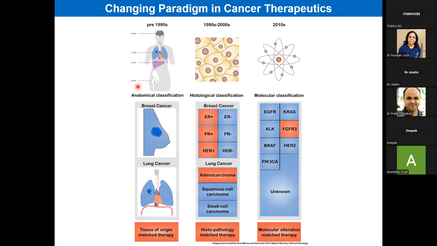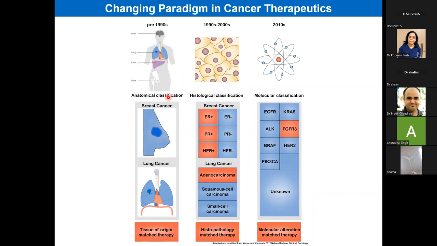Okay, so first of all, how cancer therapeutics has undergone a paradigm shift over time is summarized on this slide. In the pre-1990s era, a majority of the cancers used to be classified based on the anatomical location of the tumor, and there was little information available for therapeutic decision making. Mostly we used to consider whether the tumor is easily accessible through the surface for surgical removal, or whether it is submerged into the deeper part of the body, and we used to make decisions based on such parameters.